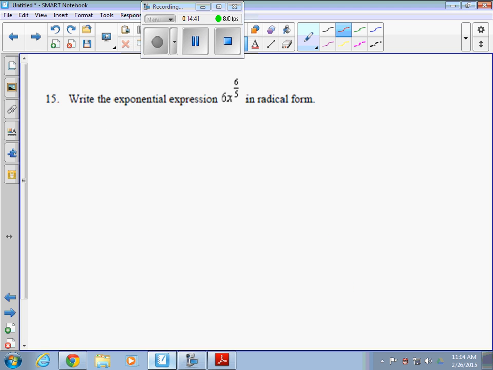Number 15 says to write this one in radical form. So you're going to do the same thing with this one. This is 6 times x to the 6/5. Only x is being raised to the 6/5 power. So it's going to be 6 times the 5th root of x, being raised to the 6th power.